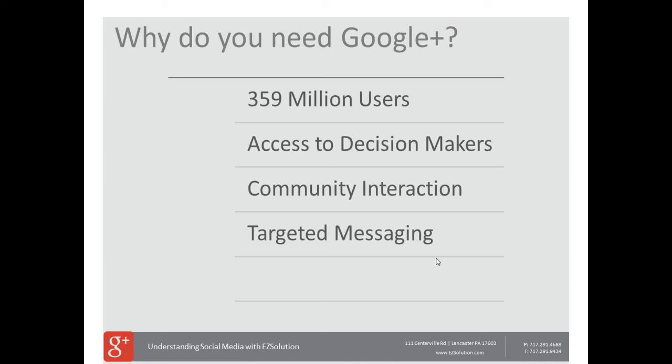Targeted messaging, and this goes back to how the circles work. It's just always best to be sending relevant info to the right audience. It makes the most sense, and it saves them time not reading things that are irrelevant to them.